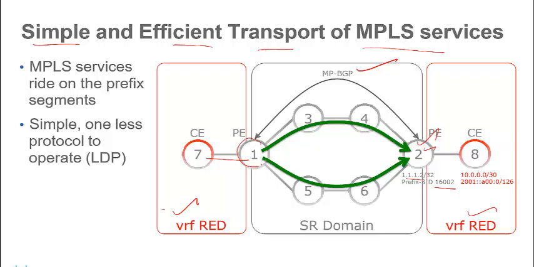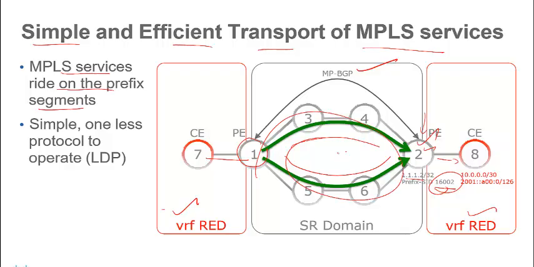And now router 1 is seeing equal cost paths to reach this remote PE. So it will use both the paths. All that it needs to do is deliver the packet to 16002. So it comes here and then pops the label off and delivers here. MPLS service rides on prefix segment ID. So here it is only prefix segment ID that makes this routing happen.